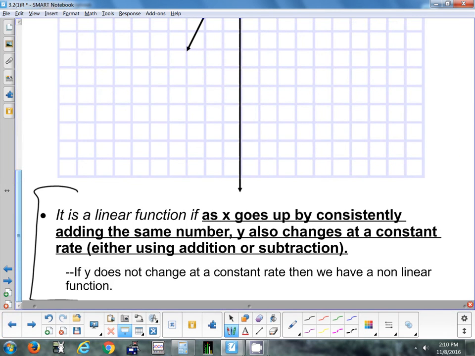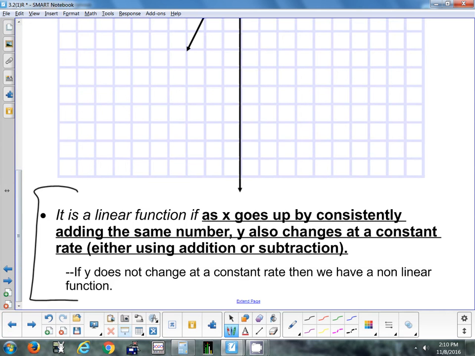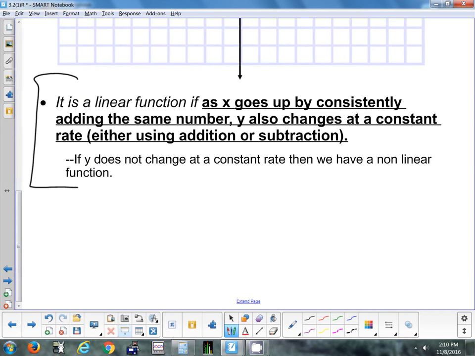Okay, so here's the important thing. That's on your back side. Right on the top it says, it is a linear function. If you want to write everything that's underlined and in bold print: a table is a linear function if, as x goes up by adding the same amount, so in both tables I showed you, we did plus 1 each time, y also changes at a constant rate. And by changing at a constant rate, what we mean is you either add the same number over and over or subtract the same number.